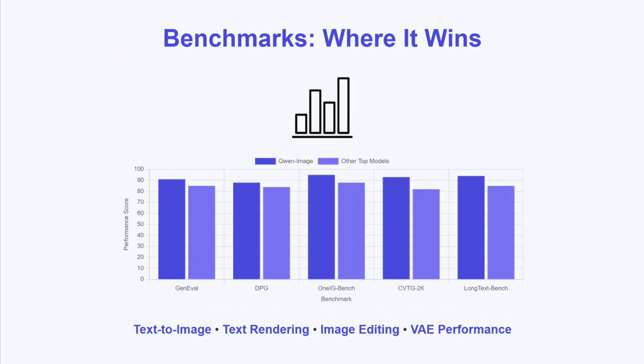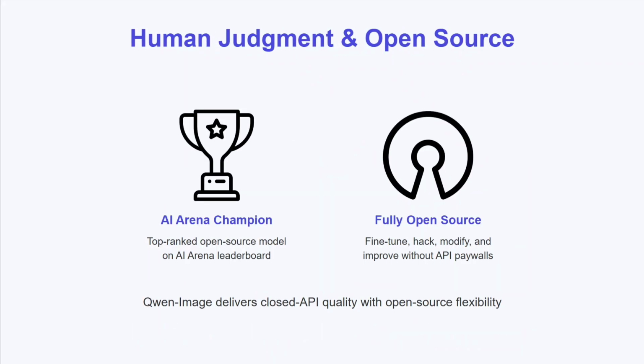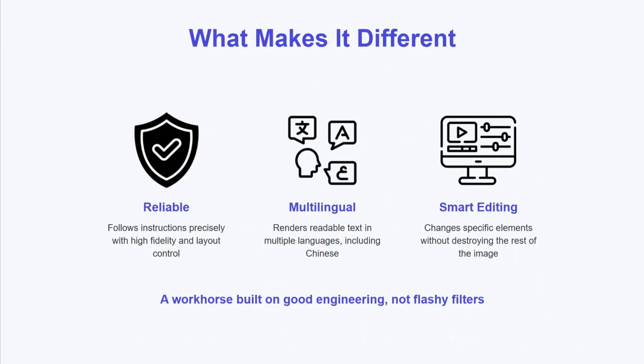Talking about the benchmarks, I think we already saw that the model is topping all the benchmarks, and it's the best open source model, and at times even the best image generation model if you even consider the paid ones also. It's quite close to that. Not just that, on human judgment in AI Arena, which is rated by people, the top ranked open source model is present, and it is fully open source. Technical report is also given, weights are also present. Why is it different? It's quite reliable. It is multilingual also, so it can render text in Chinese and English, and smart editing is also present.